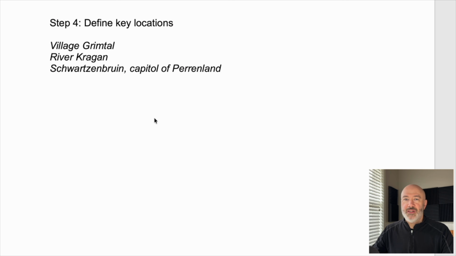This village is up at the headwaters of the River Kragan. It's up inside of a remote, rugged mountain valley, kind of at a dead end in a sense, and it's just beyond the border of the kingdom of Perrinland. The adventure begins in the capital, Schwarzenbrunn, which is the capital of Perrinland. And I took that name directly from the map, World of Greyhawk.